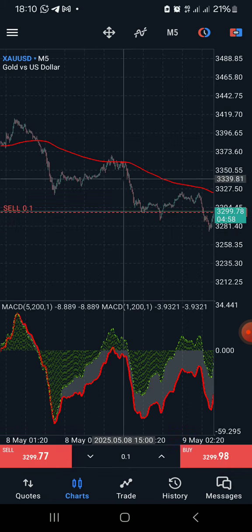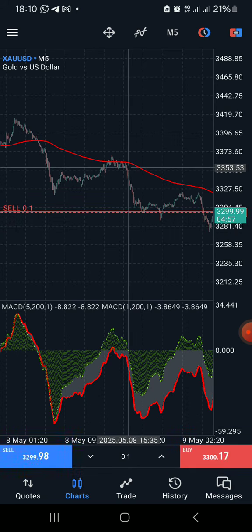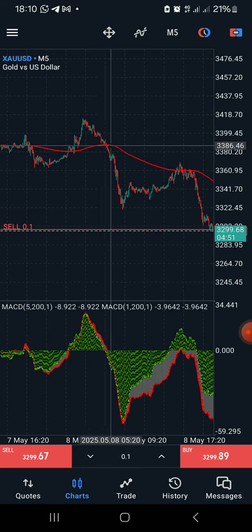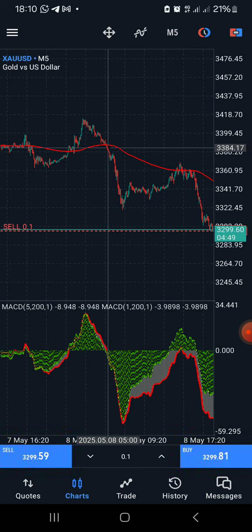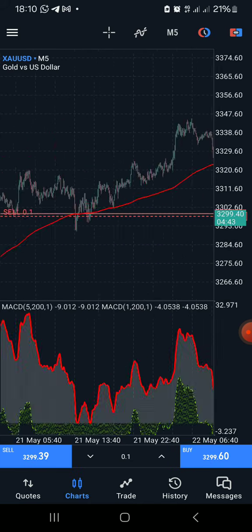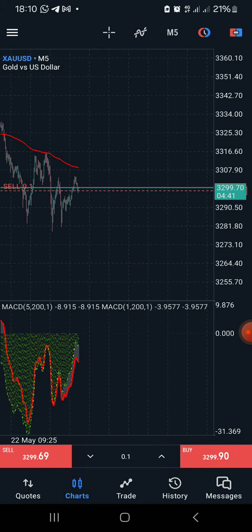But patience is the game. You don't just enter markets without having good confirmation. And your confirmation here is your 200 crosses and also your MACD crosses. As simple as that. So let's get back and see how our trade is playing out.